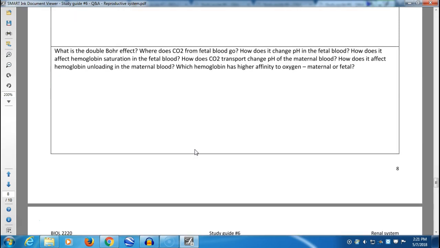Double Bohr effect. So CO2 goes from fetal blood to maternal blood. pH in the fetal blood goes up, which increases oxygen binding.